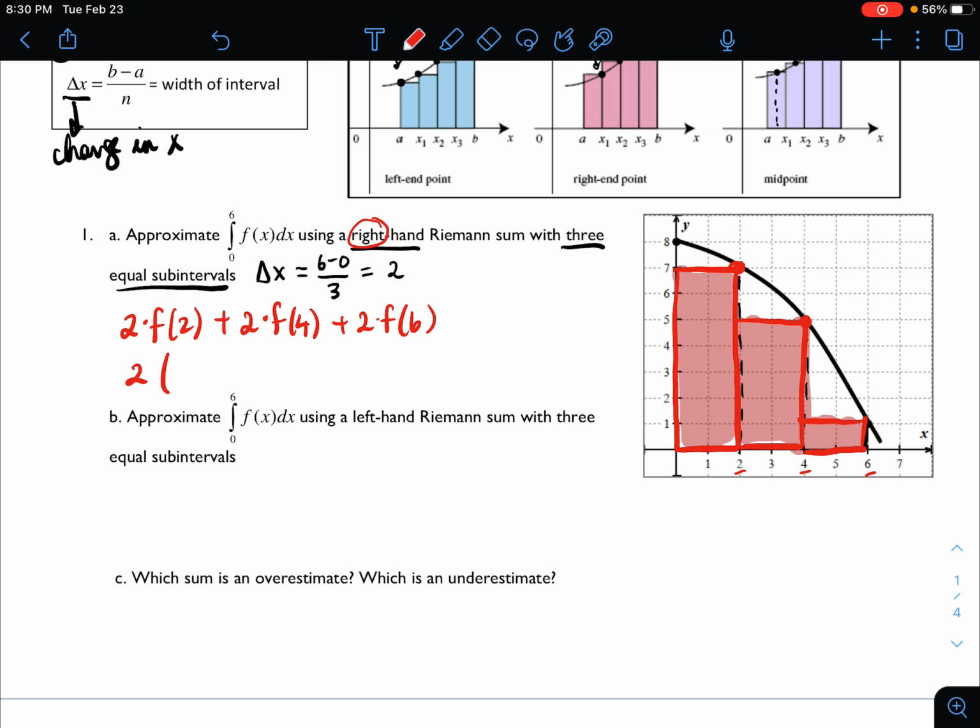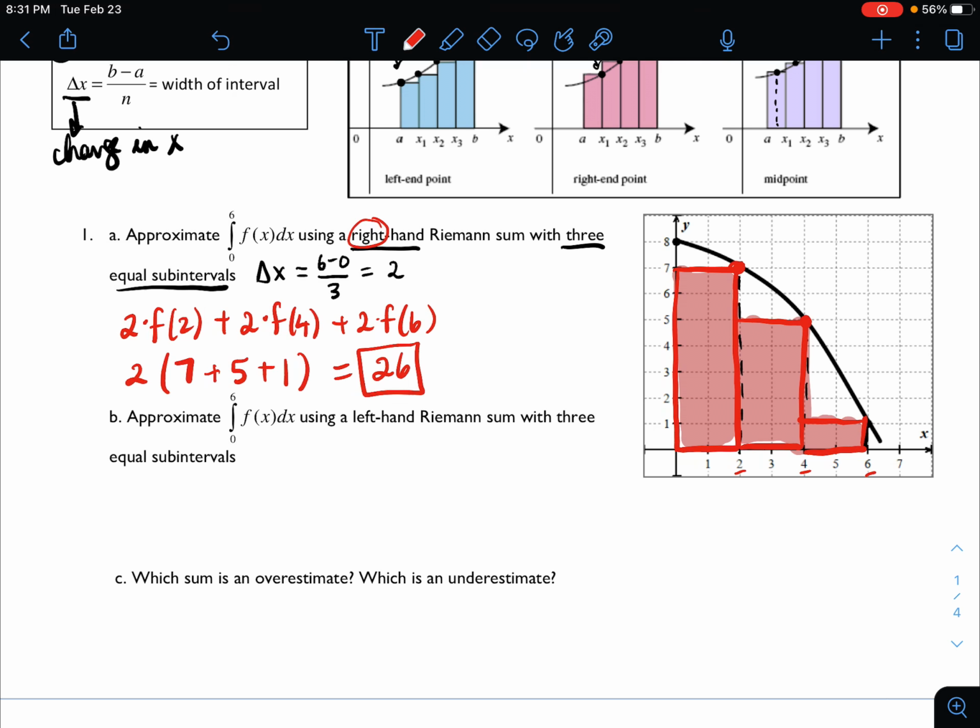Our f of 2 was 7. That's the height of our first rectangle. The next rectangle had a height of 5. And the last rectangle had a height of 1. So this gives us a total area of 26.